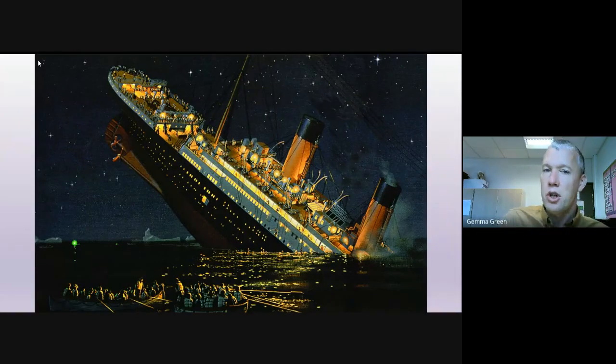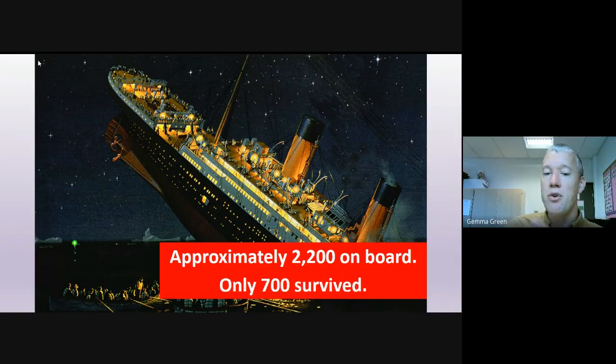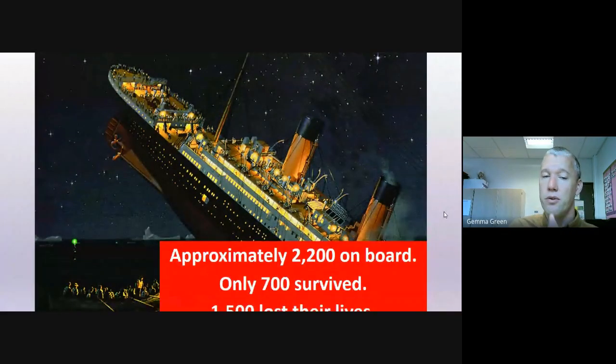So the Titanic disaster then. We'll look at numbers first. When the Titanic sank, there were approximately 2,200 people on board. Only 700 of those people survived. So 1,500 people lost their lives in the Titanic's disaster. So more than two thirds of the people that were on board the Titanic, so that's passengers, first, second and third class, as well as crew, 1,500 people lost their lives in the disaster.